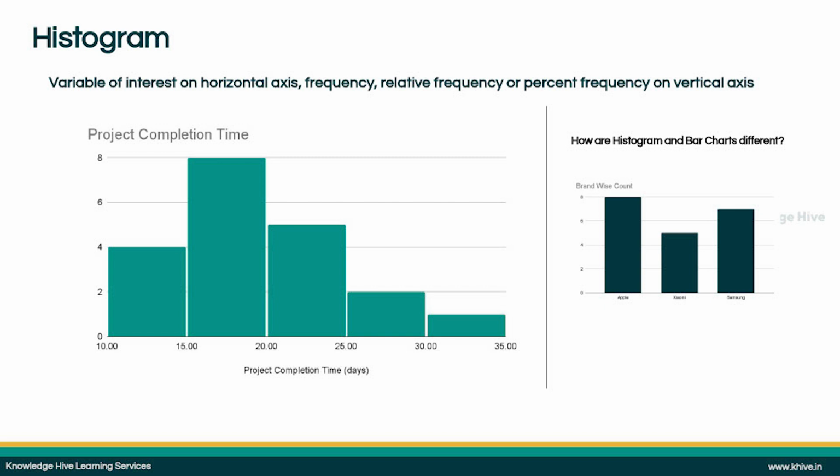Ah, okay, continuous ranges mean touching bars. Discrete categories mean separated bars. That makes sense. And the shape of that histogram is incredibly informative. It immediately gives you a visual sense of how the data is distributed. Is it piled up in the middle, skewed to one side?